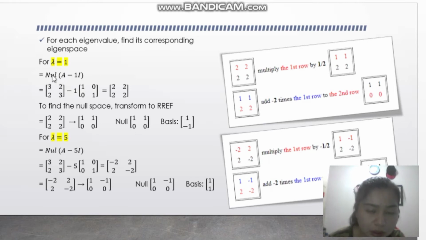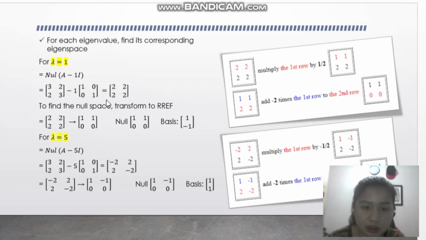Null is equal to null of A minus 1 times the identity. So, A is the original matrix minus 1 times the identity. So, multiply lang natin si 1 dito sa ating identity, same pa rin yan. So, 3 minus 1, we will get 2. 2 minus 0, which is 2. 2 minus 0, 2. And then 3 minus 1, which is 2. So, this is the value of the matrix.